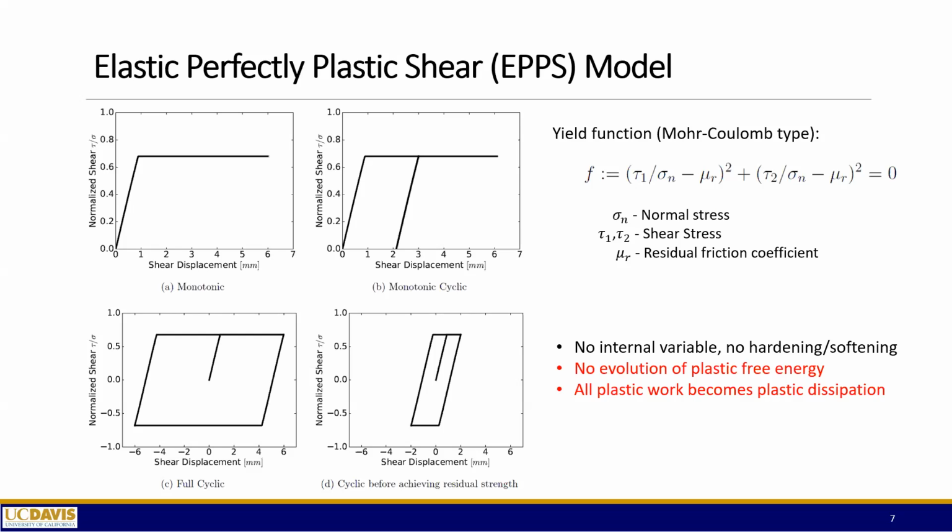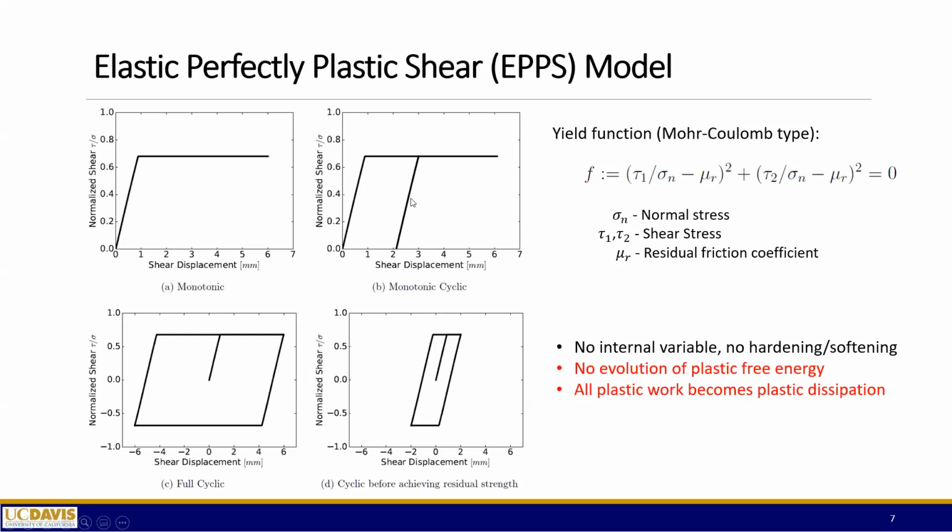First we have the elastic perfectly plastic shear model, or EPPS model. These 4 plots show the material behavior. As you can see, for the monotonic behavior, this is a very typical Mohr-Coulomb type of response. First we have a linear elastic stage, and then after the material yields, it just has a constant shear stress.